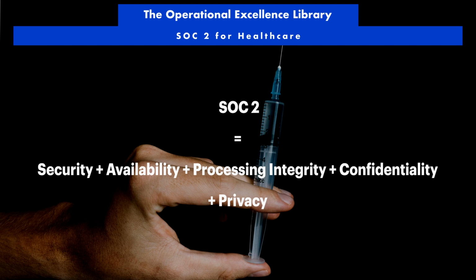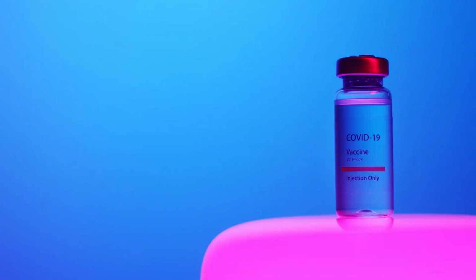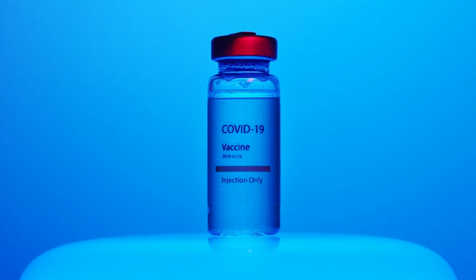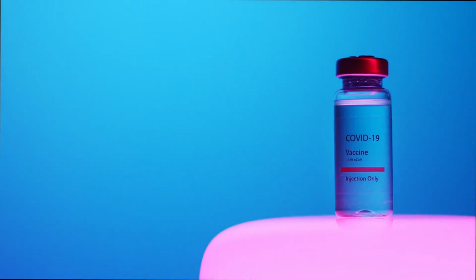"SOC 2 is all about trust services criteria. It's like a report card for your organization's operational excellence. There are 5 trust services criteria: security, availability, processing integrity, confidentiality, and privacy. For healthcare organizations, security and availability are particularly critical, given the sensitive nature of patient data and the need for uninterrupted care." The CIO, a tech-savvy individual, raised an eyebrow.